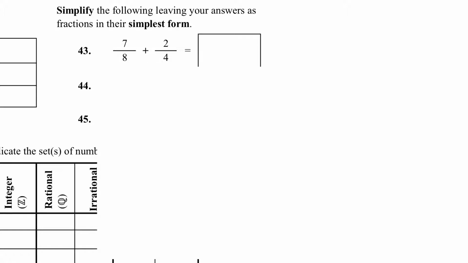Question 43, and we're adding fractions. When we add fractions, we need to make sure that our denominators are the same. Well, they're not, 8 and 4. So let's find our lowest common denominator, and our lowest common denominator is 8. So 7 over 8 stays as 7 over 8. How do we change 2 over 4 to something over 8? We've multiplied 4 by 2, so let's do the same to our numerator. So we've got plus 4 over 8. And let's add those. 7 plus 4 equals 11, and it's still over 8.